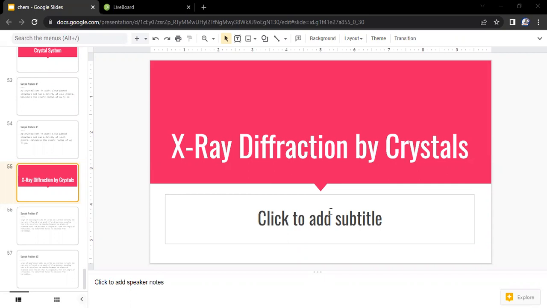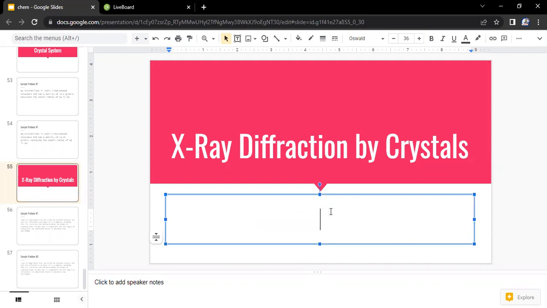This lecture video is all about X-ray diffraction by crystals, but more on calculation. X-ray diffraction in terms of crystals refers to the scattering of X-rays by the units of a crystalline solid. The scattering or diffraction patterns produced are used to deduce the arrangement of the particles in the solid lattice. We will be focusing on the calculations related to this.